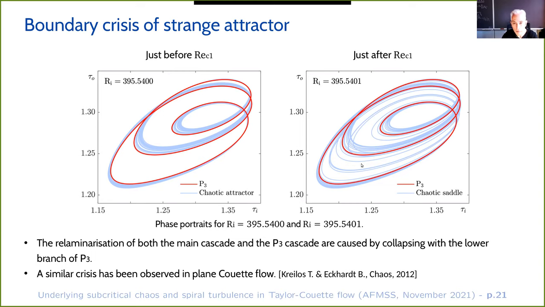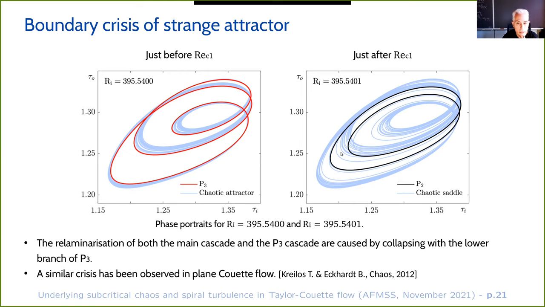I would like to emphasize that when the strange attractor collapses with the P3 orbit, and the dynamics becomes unstable, it escapes to the P2 because the P2 is still stable. So what you observe is that the chaotic dynamics escapes from here and falls into P2.